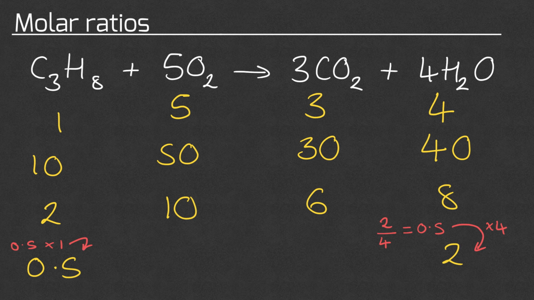So we would have 0.5 moles of propane, because remember we've already worked out that if we have got 2 moles of water, that means one lot in this equation represents 0.5. There is 1 mole of propane in the equation, therefore 0.5 times 1 equals 0.5. We've got 5 moles of oxygen in the equation. We know that 1 mole equals 0.5, therefore 0.5 times 5 gives us 2.5 moles of oxygen.